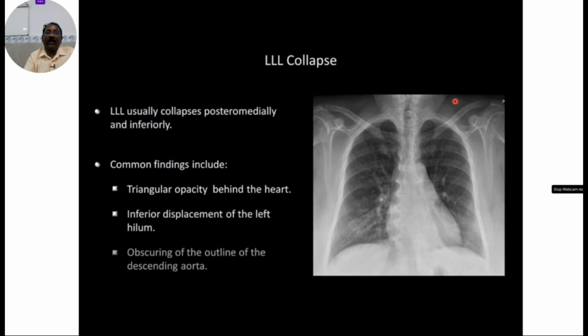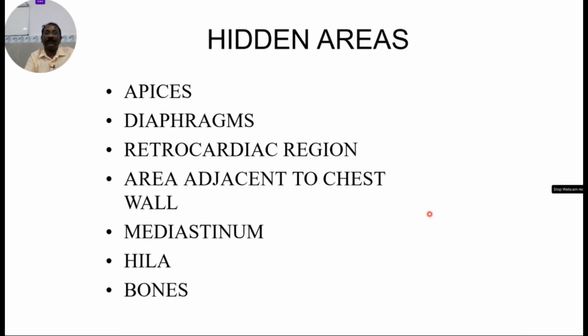See the lower lobe collapse. Posteromedial and inferiorly. Common for a triangular opacity behind the heart. See, this is all the heart, and again there is a triangular opacity behind the heart. Inferior displacement of the left hilum. See the left hilum. Obscuring of the outline of the descending aorta. See the descending aorta. Okay. So this is the lower lobe collapse.